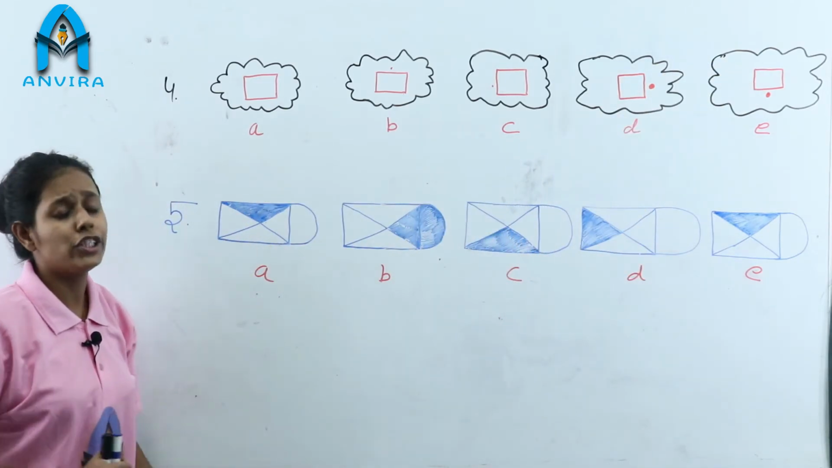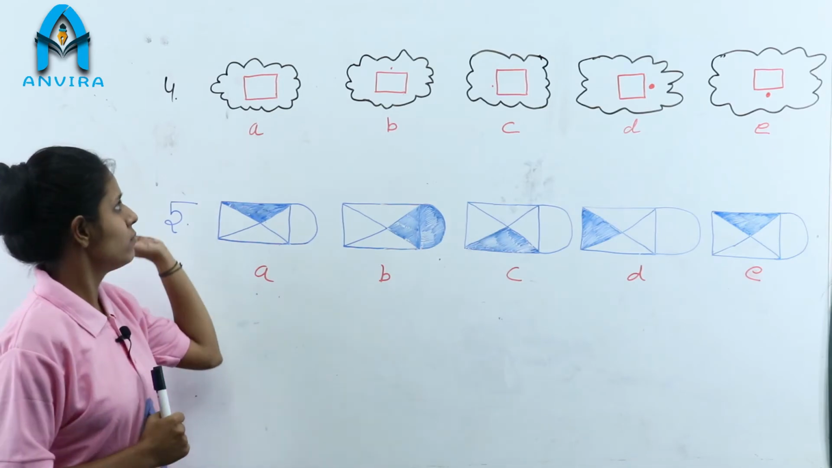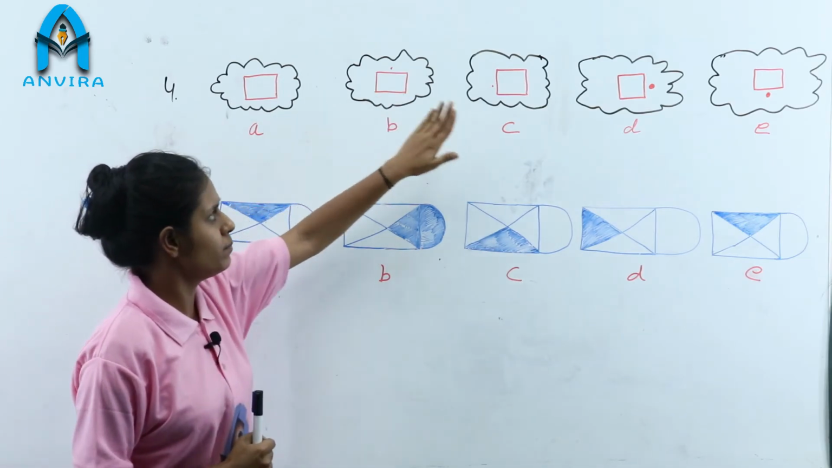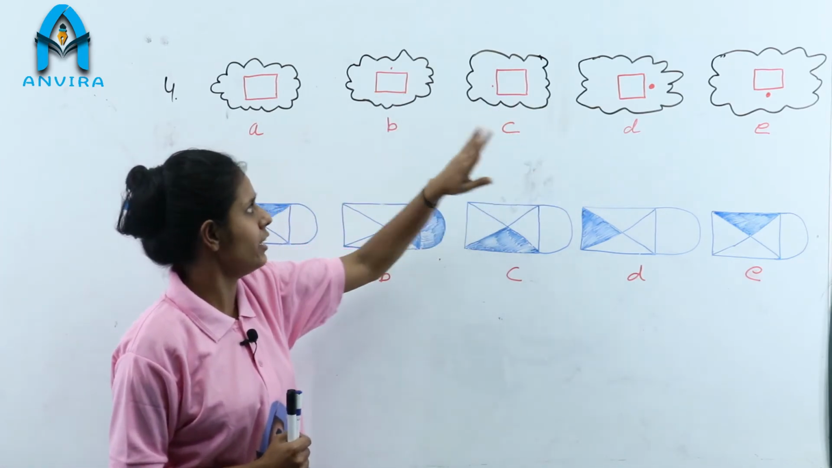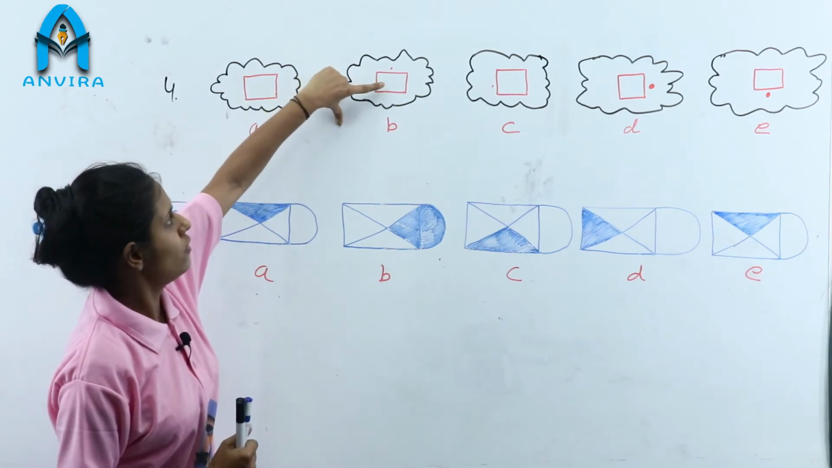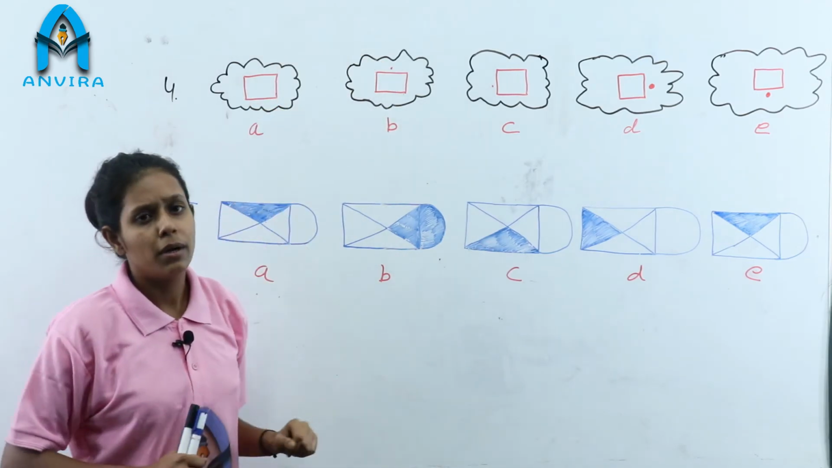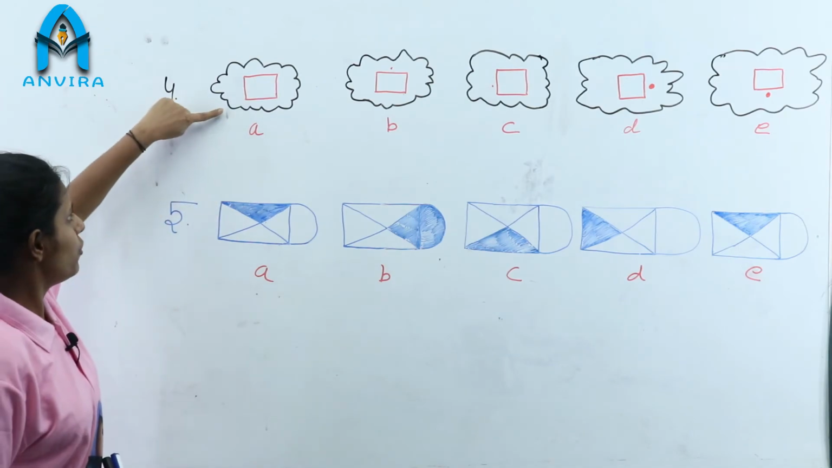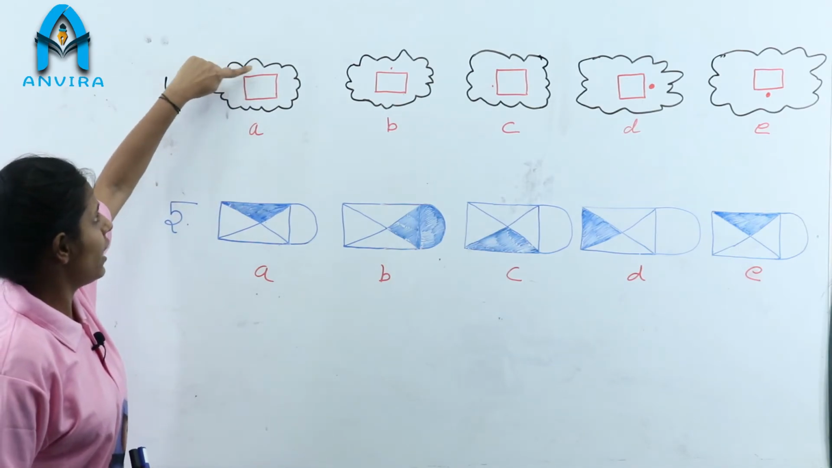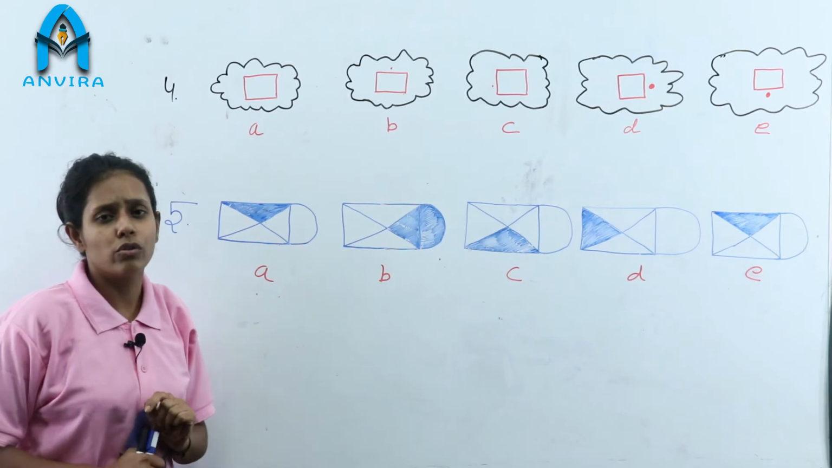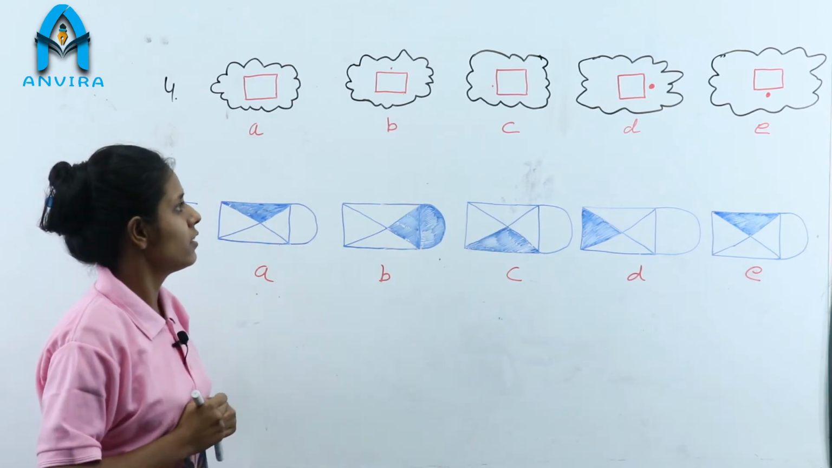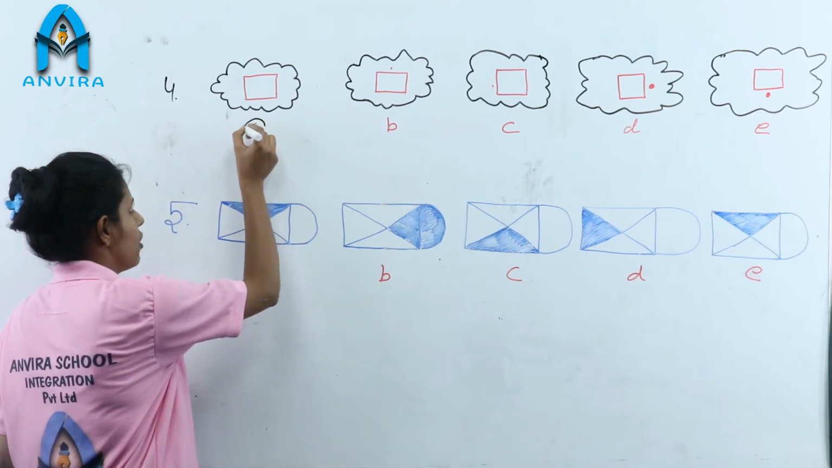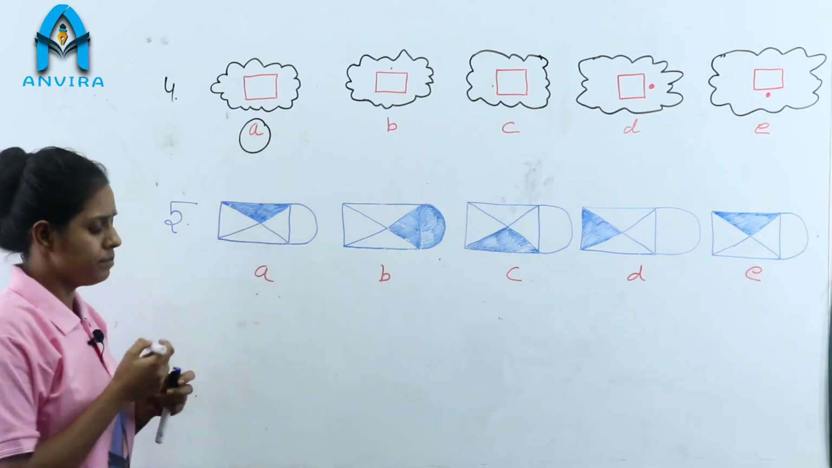Now observe which option is the different one. Options B, C, D and E have a pattern with a square and a dot. But in option A, we found a pattern, a square but no dot. So which is the odd one? Our right option is option A.